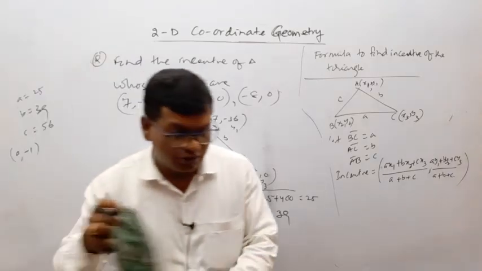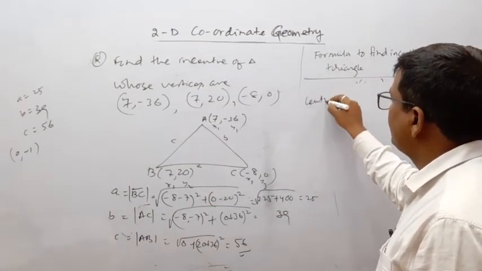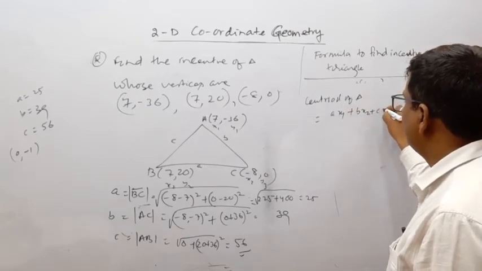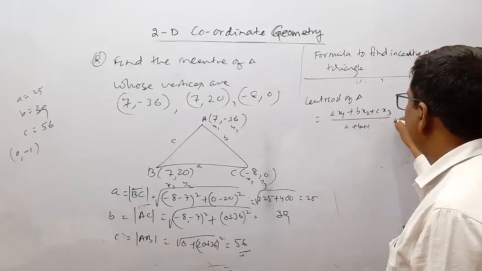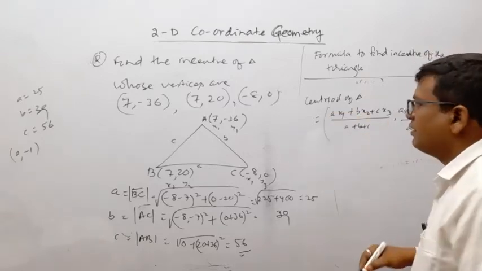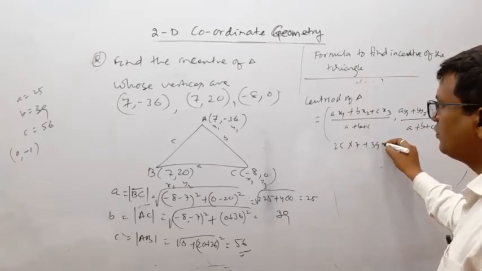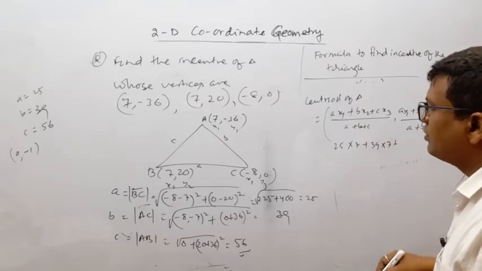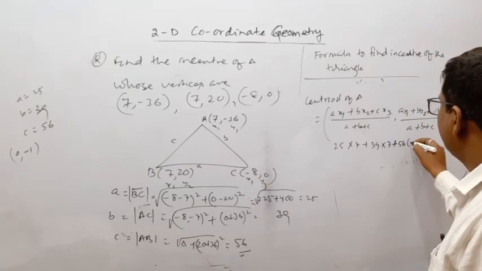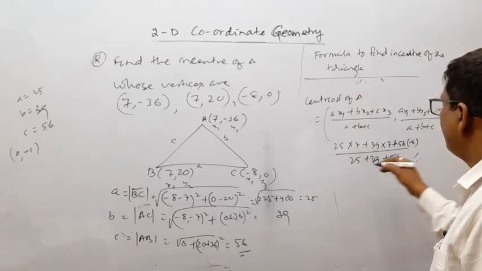The incenter of the triangle is equal to (a x1 plus b x2 plus c x3) divided by (a plus b plus c), comma, (a y1 plus b y2 plus c y3) divided by (a plus b plus c). a is equal to 25, x1 is 7, plus b means 39, x2 is 7, plus c means 56 into x3 means -8, divided by a plus b plus c, that is 25 plus 39 plus 56, comma.